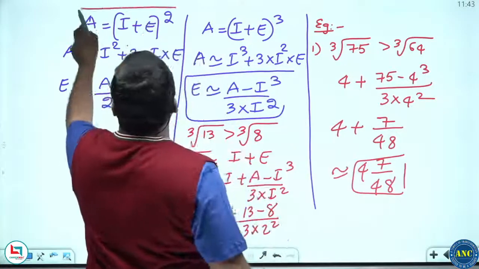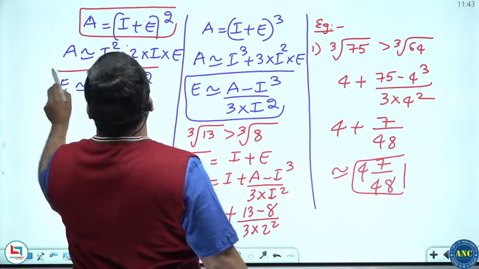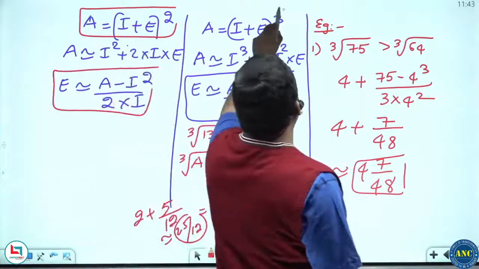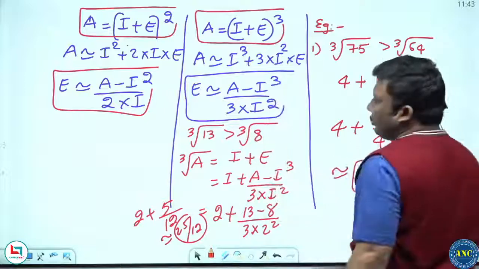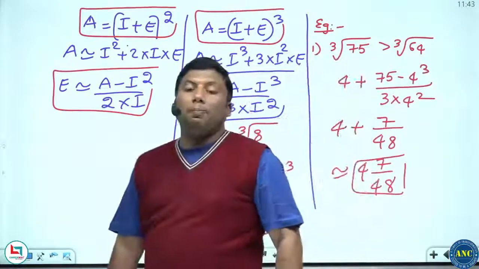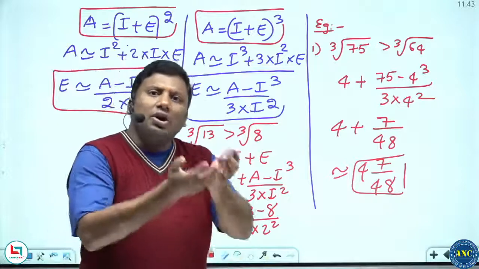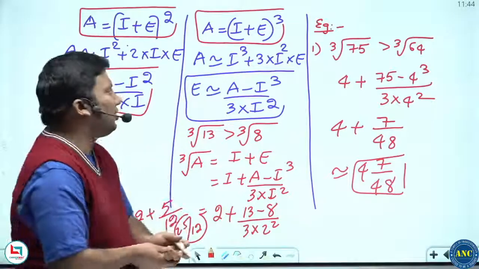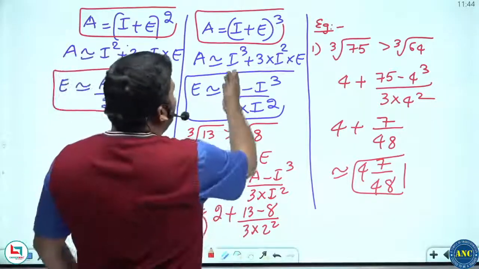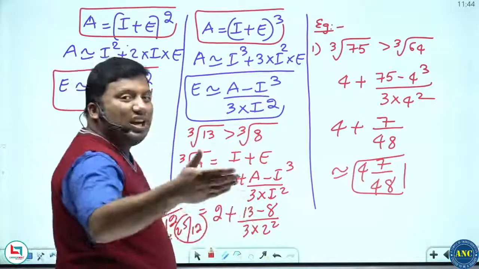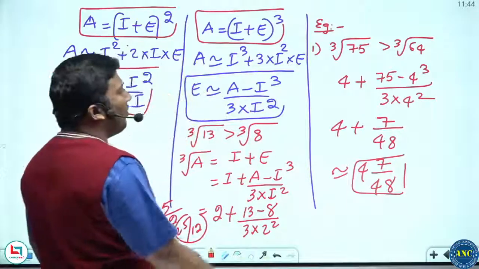How to find the approximate value of a non-perfect square? How to find the approximate value of a non-perfect cube? Not a single doubt, you will get it in the class, and you don't need to remember anything. Only thing is that because it is approximated, e square and e cube are all smaller values.